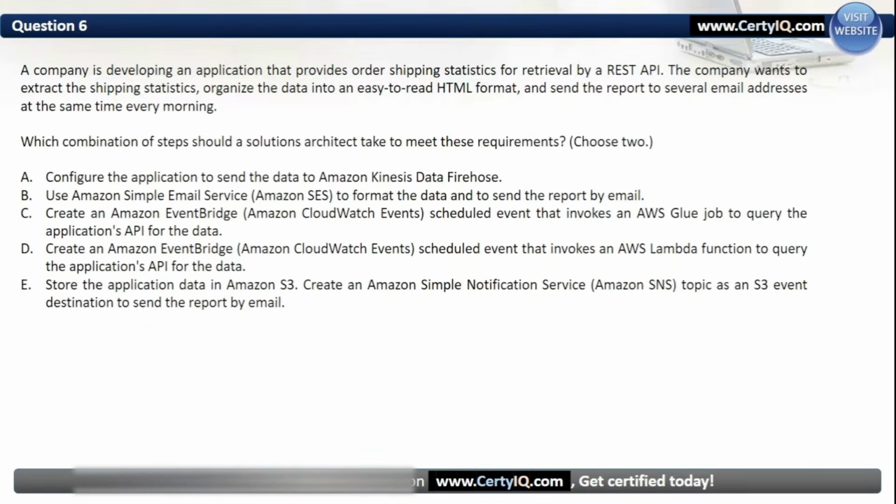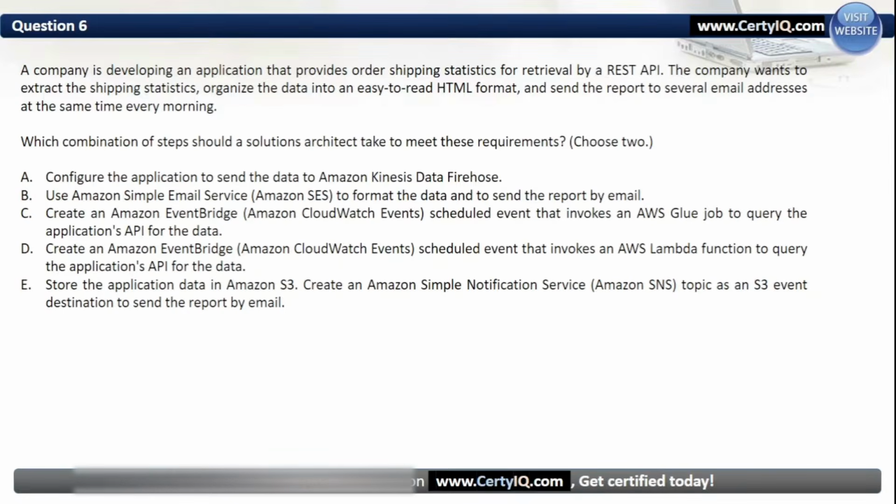Question 6. A company is developing an application that provides order shipping statistics for retrieval by a REST API. The company wants to extract the shipping statistics, organize the data into an easy-to-read HTML format, and send the report to several email addresses at the same time every morning. Which combination of steps should a solution architect take to meet these requirements? Choose 2.